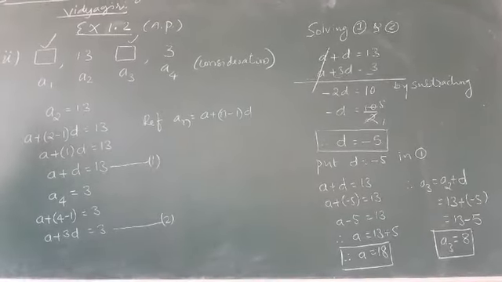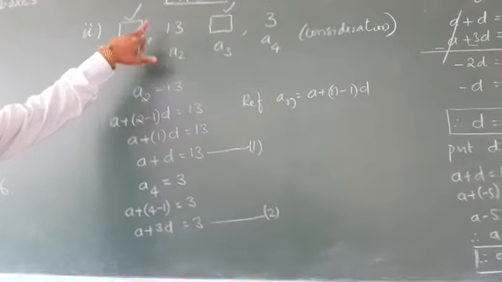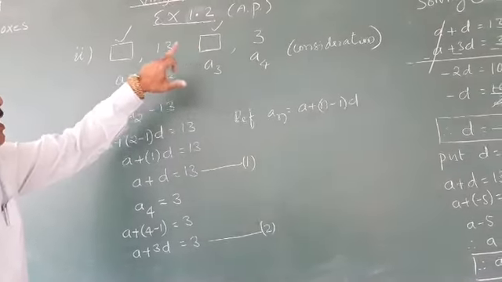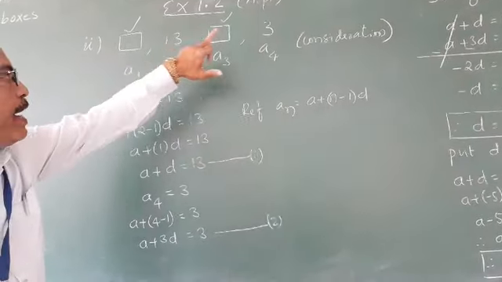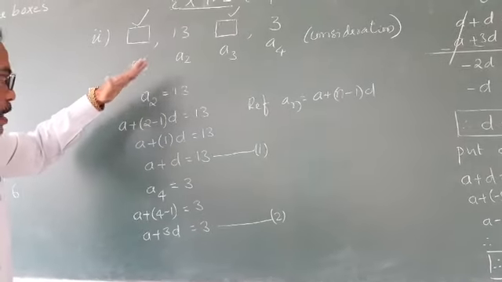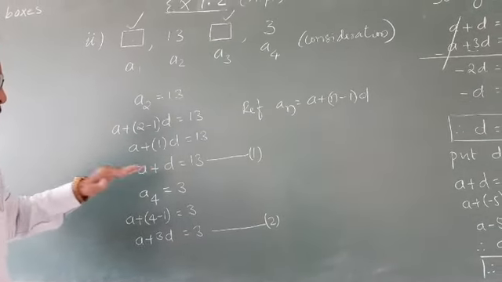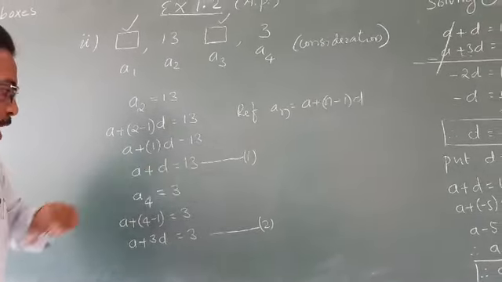See once again, here two terms are given, 13 and 3, the second term and fourth term. Using the nth term formula, we get the first equation a plus d. The fourth term is 3. Applying a nth equals a plus n minus 1 into d, we got a plus 3d. A plus d equals 13 is the first equation. A plus 3d equals 3 is the second equation.